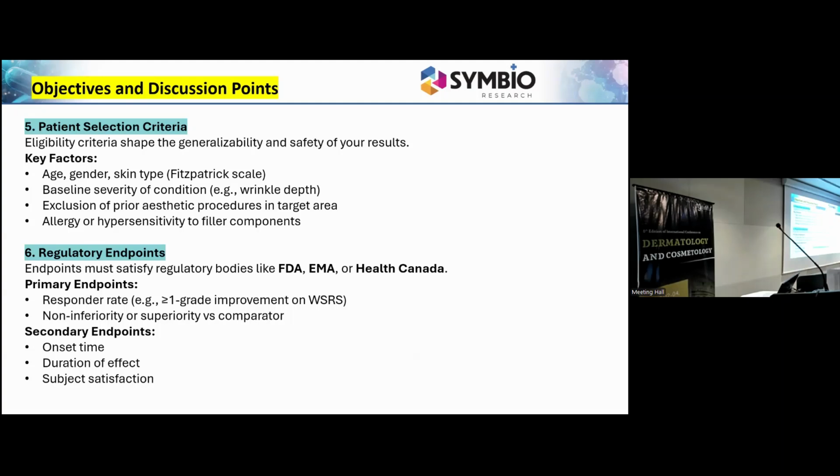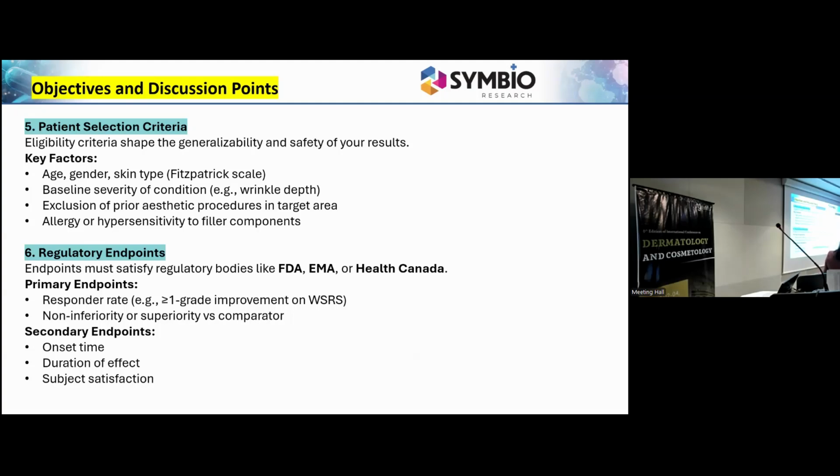Next is exclusion of prior aesthetic procedure in the target area, because you may not get the desired results or the outcome that you want, that is, a grade 1 improvement in wrinkle severity score. You're setting yourself up for failure because you already had that at the beginning, right? You are not going to achieve that 1 grade because you're already coming with no or few folds.